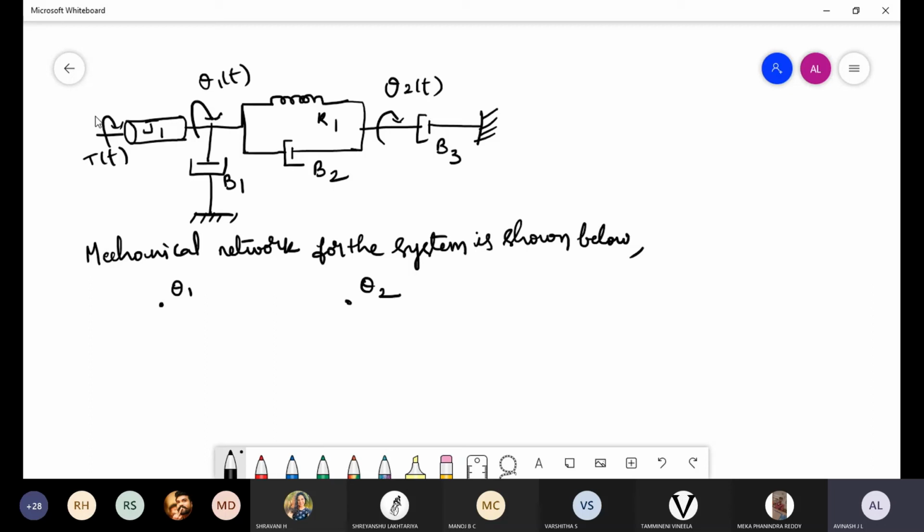With respect to theta 1, obviously J1 is connected, so I can consider this as J1, and B1 is connected to ground, so I can consider B1 also. Later there is the angular force, that is T of T. From theta 1 to theta 2 there are two elements. What are the two elements? One is the spring.